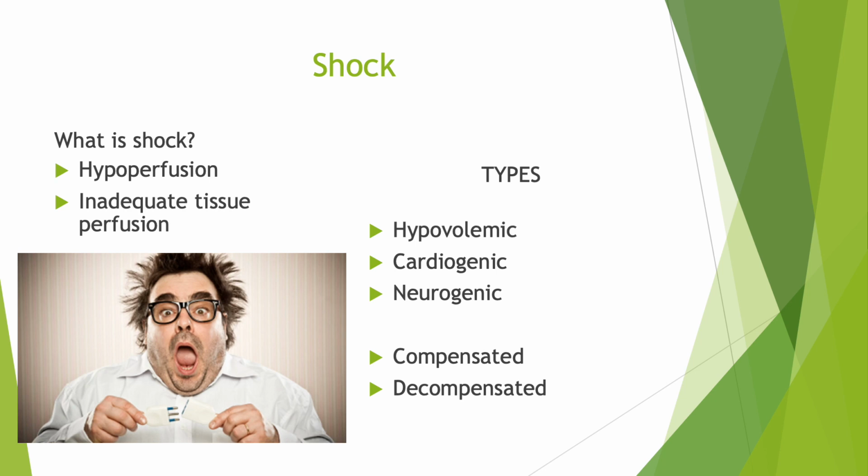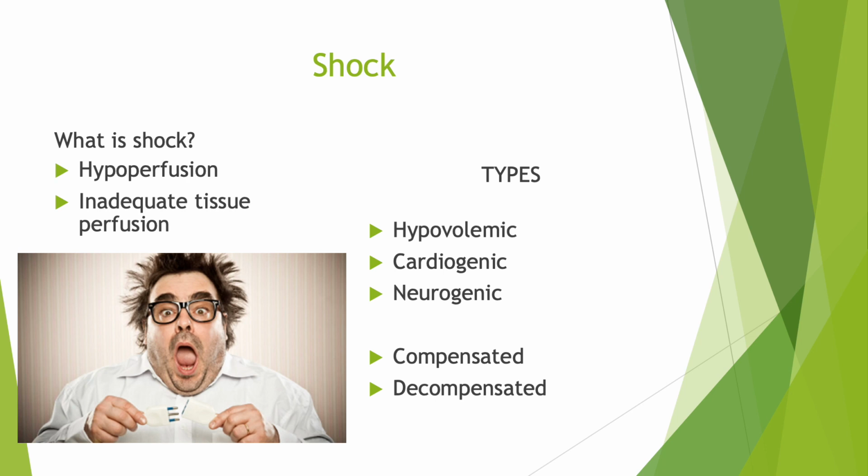The constriction starts of the peripheral circulation, and this is to kind of redirect the blood to the vital core organs. Your patient's going to now be pale. Skin is going to be cool. In infants and children, you're going to see an increase in the cap refill.